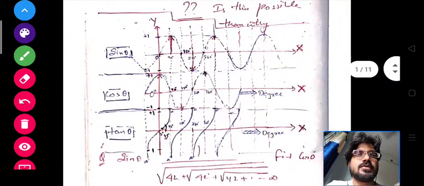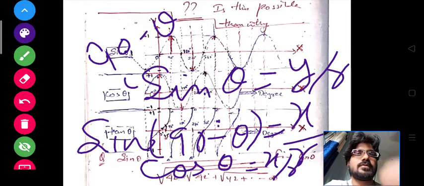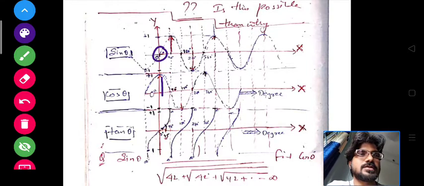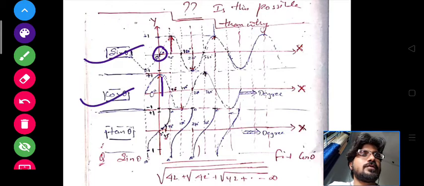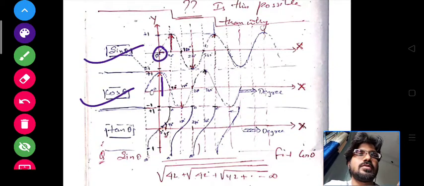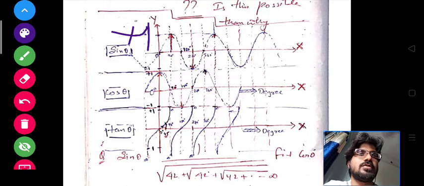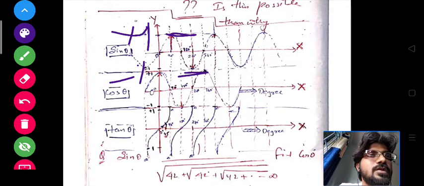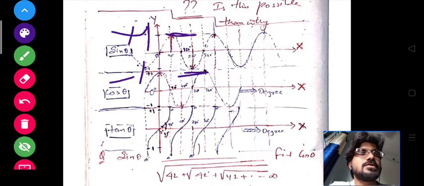See here, this is the trough and this is the crest. So there is a shift of pi by 2 in terms of sine and cos. The graph lies between the maximum values of +1 and -1. So this is plus 1, this is minus 1. Sine theta can never be greater than plus 1 or less than minus 1. Sine 0 has the value 0 at this point.